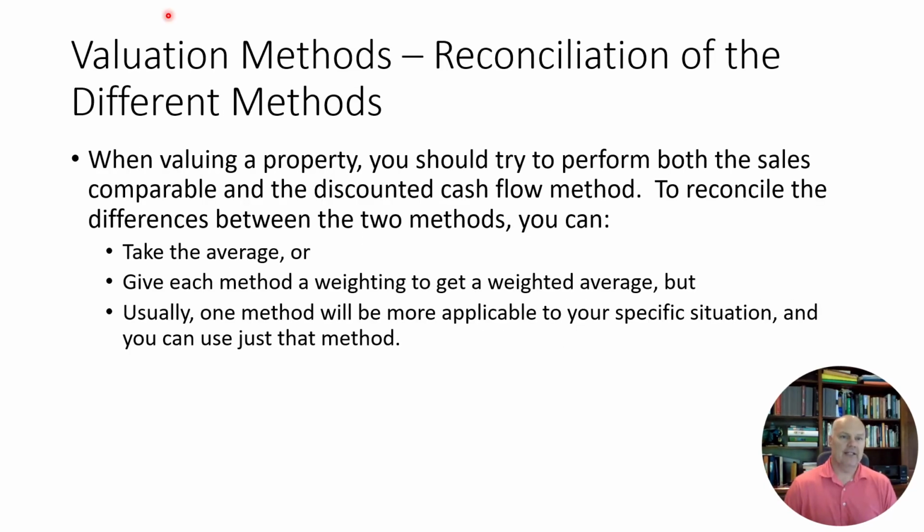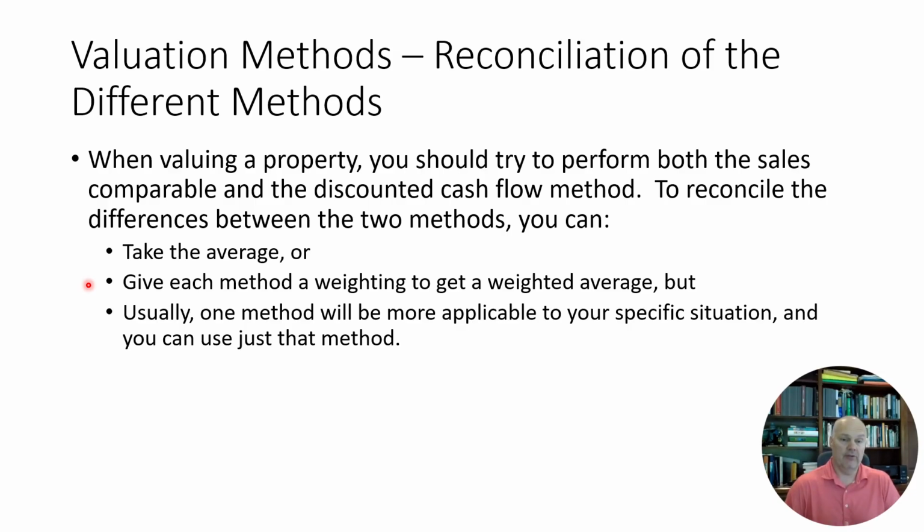So the very last thing you need to do when you're valuing a property is you need to reconcile the different methods. So you might have a value from your cost methodology, you might have a value from your sales comparable methodology, and you might have a couple of different income values from your 3 different income methodologies. You need to bring those all together and come up with one value. So you should try to perform at least both the sales comparables and the DCF method. And to reconcile the differences between the two, you can take an average of all of your value indications, or you can give a different weight to each of the different methods.